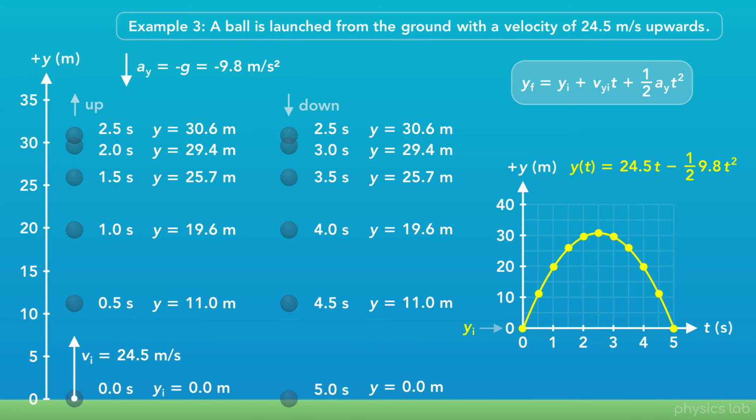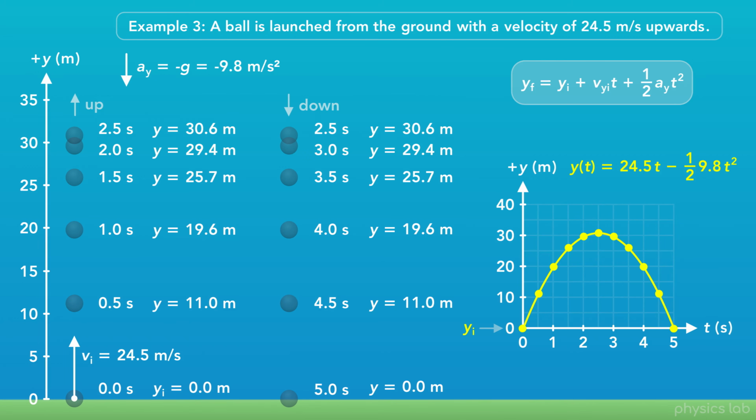Also, notice that the y position is the same at equal times before and after the maximum height. Half a second before the maximum height, it's at 29.4 meters. And half a second after the maximum height, it's at 29.4 meters again on the way down.